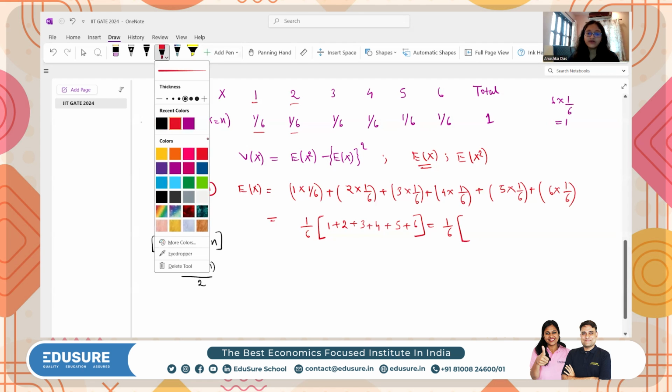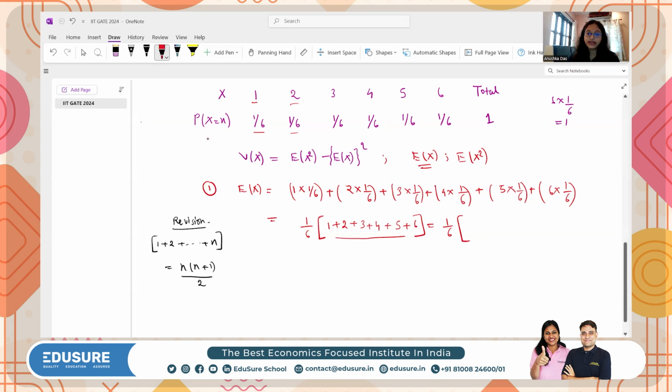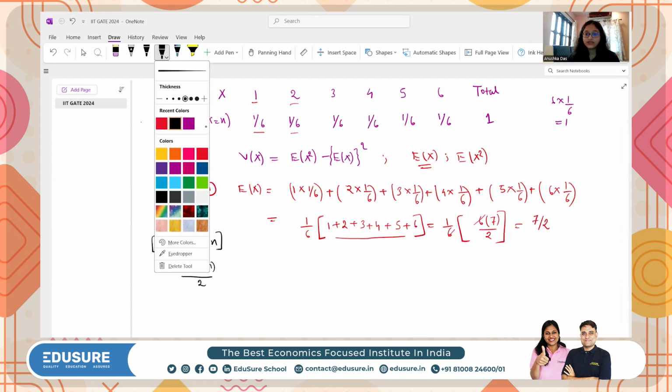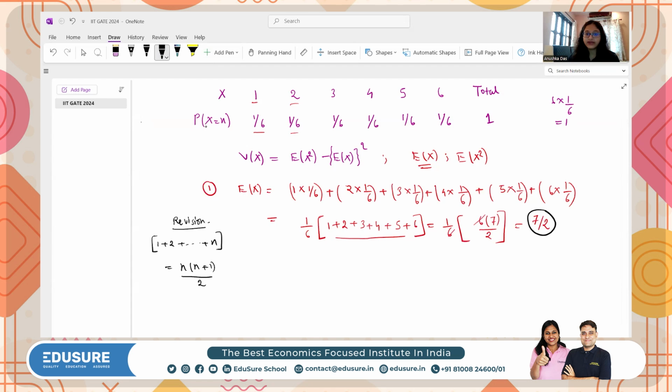Here you have addition of the first 6 natural numbers. So n is 6. 6 into 6 plus 1 is 7 upon 2. Okay. So this 6 will cancel out. It will be 7 by 2, right? So this is the expected value of the random variable x. So this part we have found out.